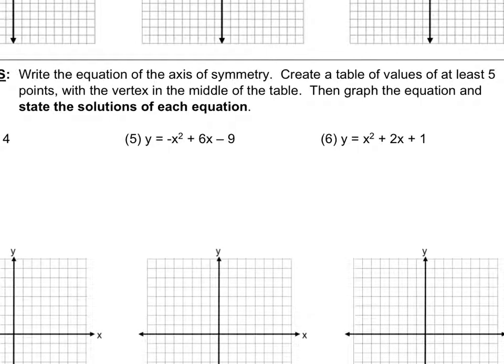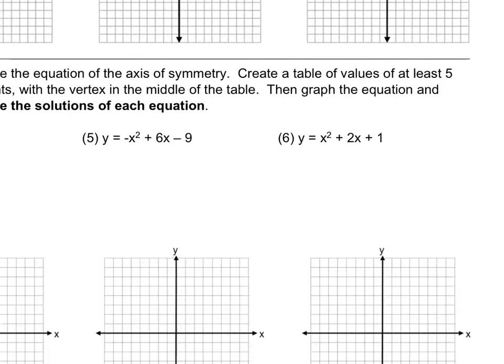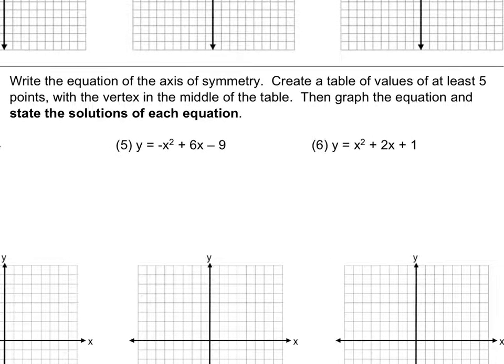All right, so write the equation of the axis of symmetry, create a table of values of at least 5 points. I personally like 7 points. It's the way I was taught. And also, I feel like the more points you have with parabolas, the better sense of the shape of the graph you'll get. It says at least 5, so that means 5 or more. You can have as many as you want as long as you don't go any less than 5.